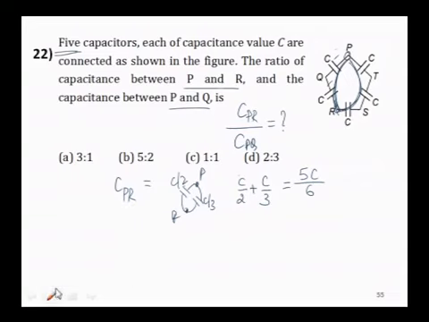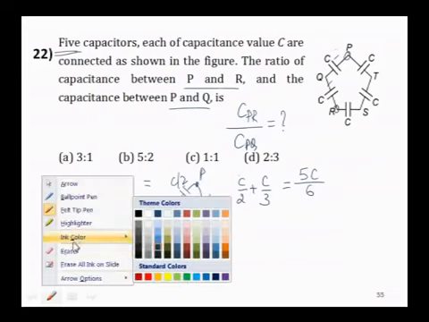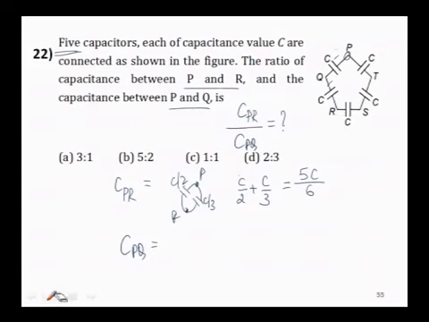Then going to the next one, you have C PQ to be found, and therefore your points of consideration are P and Q, this and this. So you have one branch here and the other branch here.